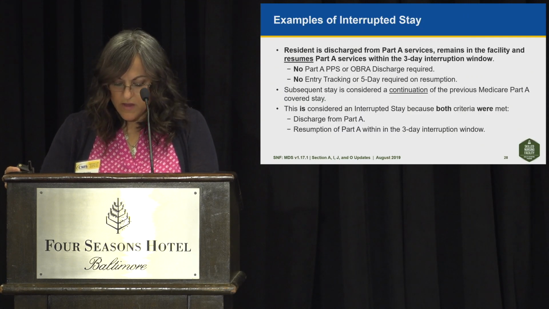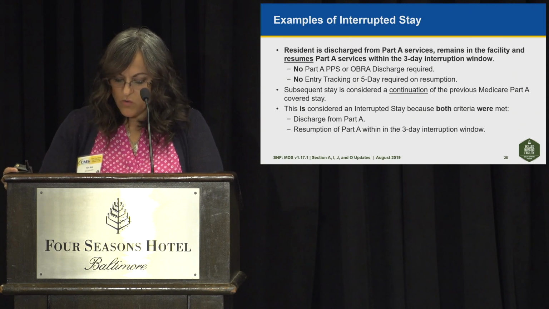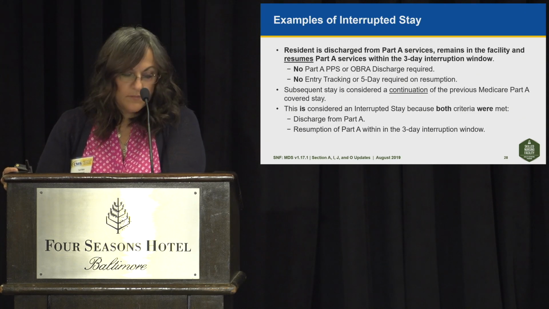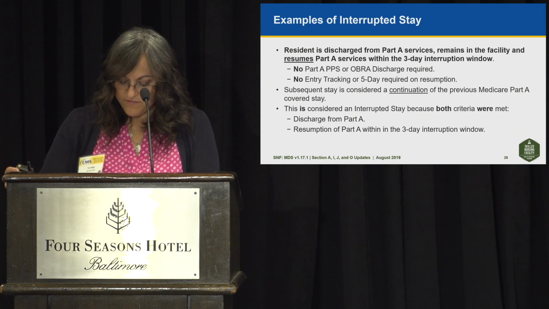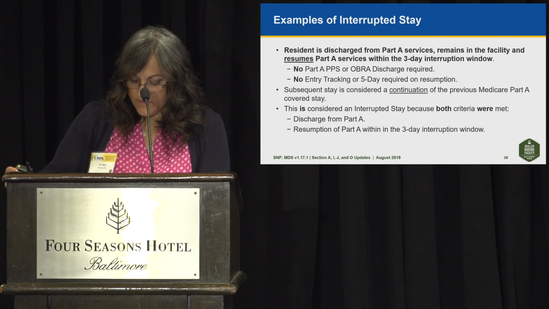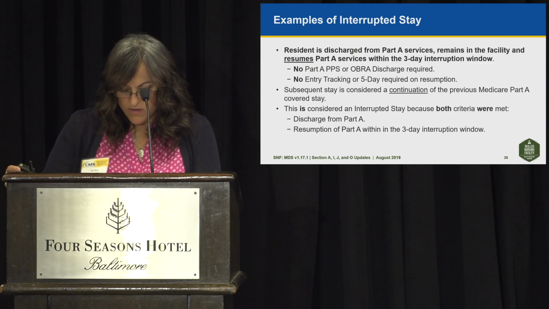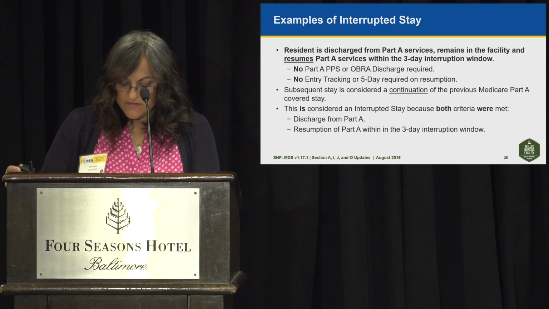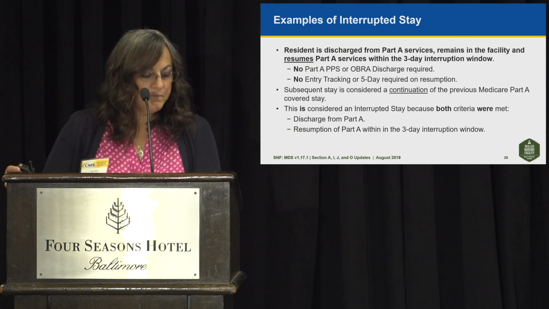So let's look at some examples of what would be considered an interrupted stay and what assessments or records are required on discharge and then resumption of Part A. One example of an interrupted stay would be if a resident is discharged from SNF care, remains in the SNF, and resumes Part A covered stay in the SNF within the interruption window. In this instance, no discharge assessment, OBRA or Part A PPS is required, nor is an entry tracking record or 5-day required on resumption. The subsequent stay is considered a continuation of the previous Medicare Part A covered stay.